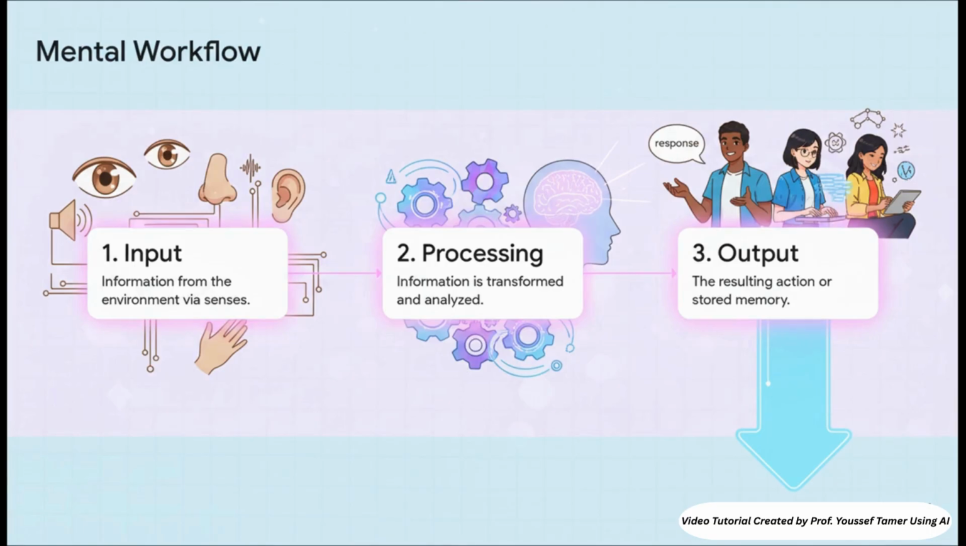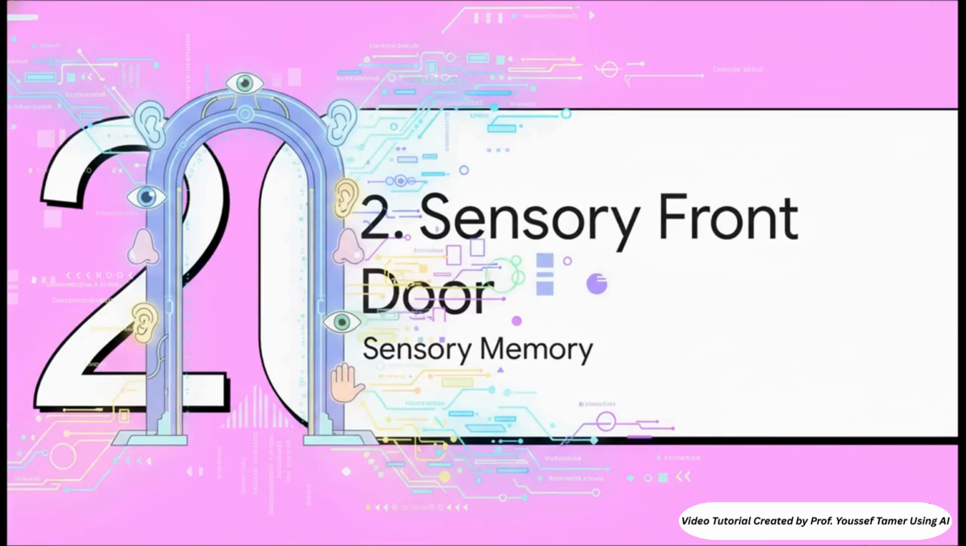You've got input, which is everything coming in from our senses. Then there's processing, which is where we actually think about it and make sense of it. And finally, output, which is how we respond or what we decide to store in our memory. So let's break that down, right? Starting with stage 1. All right, so where does all this information start its journey?